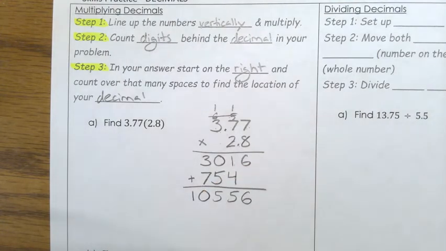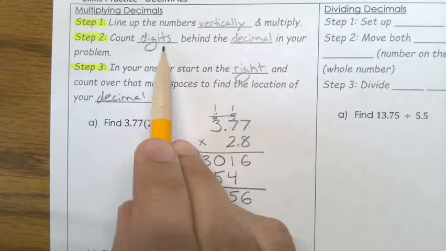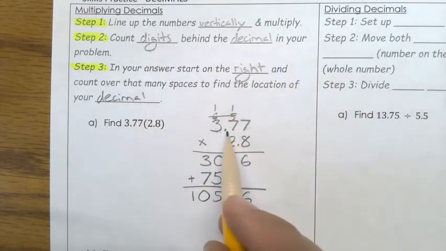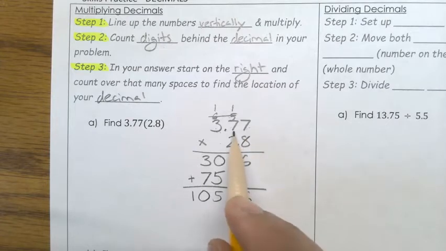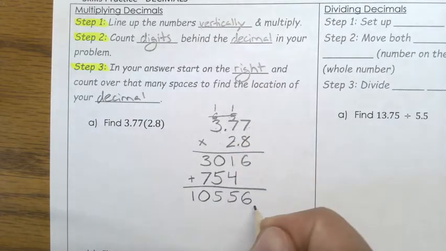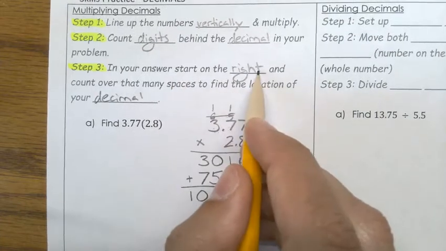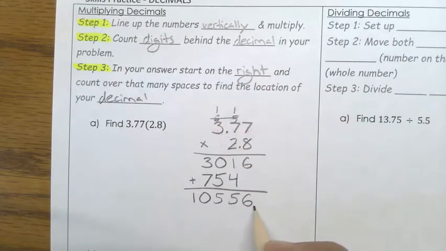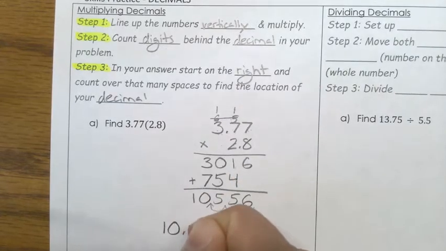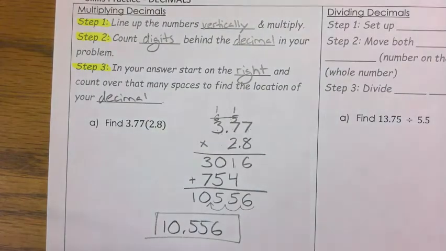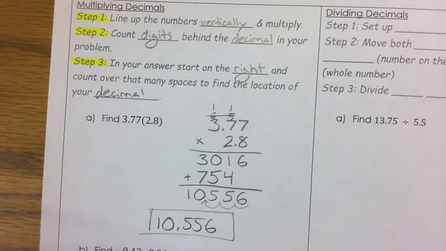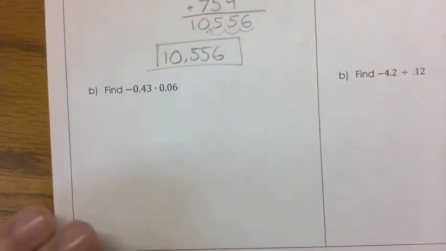To figure out where our decimal goes, we count the digits behind the decimal in your problem. So right here, we have 1, 2 spaces, and then here we have 1. So there's a total of 3 spaces behind the decimals. That means we start on the right and count over that many spaces in our answer. So 1, 2, 3. So that means our answer is 10.556. Okay, pause the video and try the next one on your own. Let's take a look to see how you did.